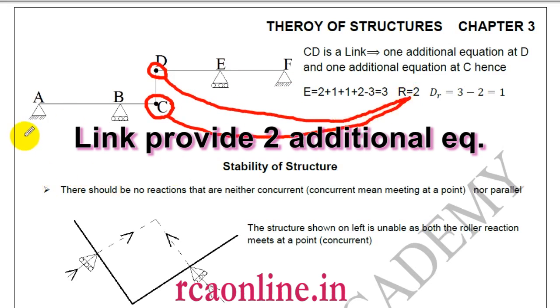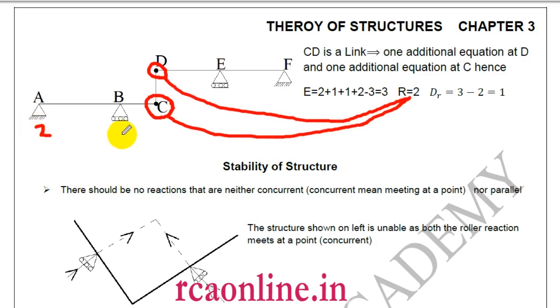Same, and the rest is same. How much is E? E is 2 here, 1 here, 1 here, and 2 here. U is 3. So I get E equal to 3. So 3 minus 2 is equal to 1. I is 0 because no closed loop is formed.